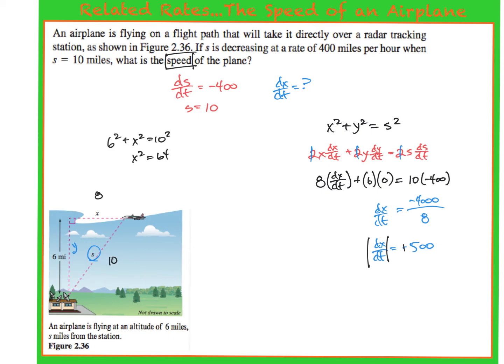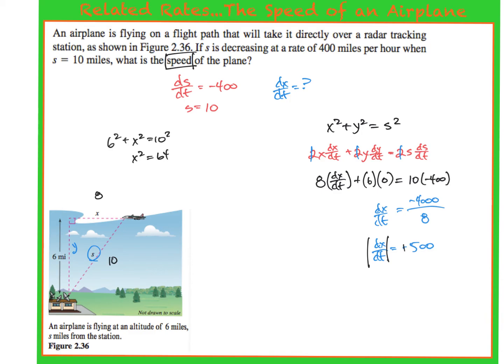Why was it negative 500? I want to talk about it. Why was it negative 500? It's getting closer to the destination. It's making my x smaller. Okay? My x is getting smaller, so dx dt has to be negative. Does that make sense? If that thing were going away from the radar station, guess what it would be? Positive. It'd be positive, because now my x is getting bigger. All right? See that makes sense?